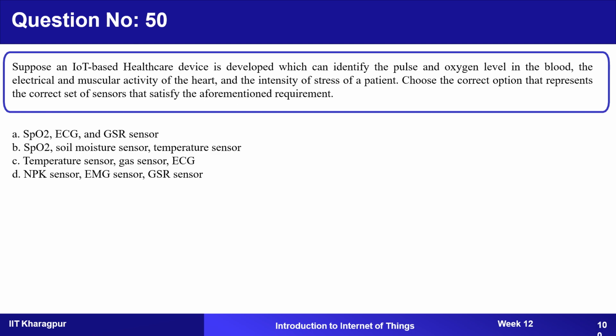Next question is, suppose an IoT based healthcare device is developed which can identify the pulse and oxygen level in the blood, the electrical and muscular activity of the heart, and the intensity of stress of the patient. Choose the correct option that represents the correct set of sensors that satisfy the aforementioned requirement. So the first one is SpO2, ECG and GSR.